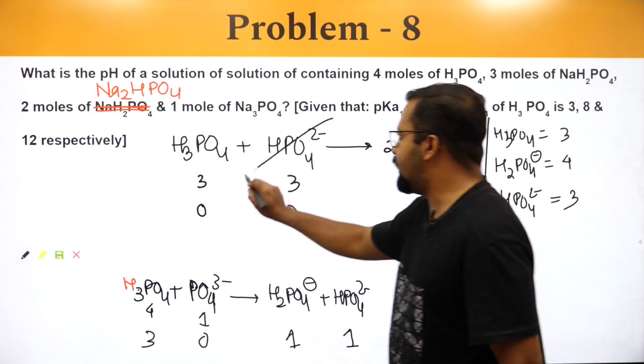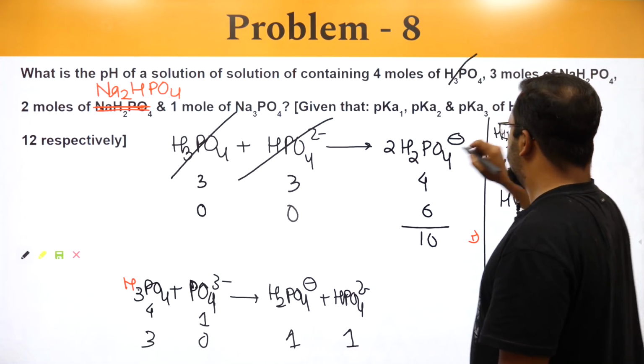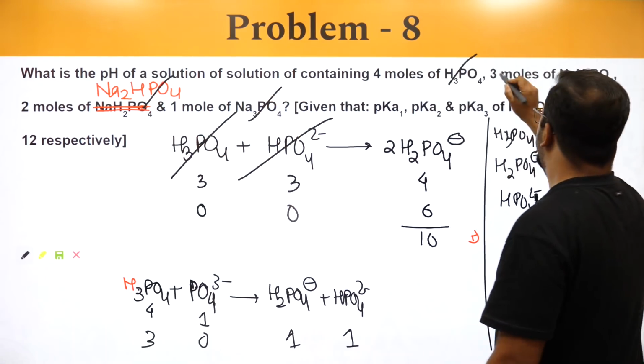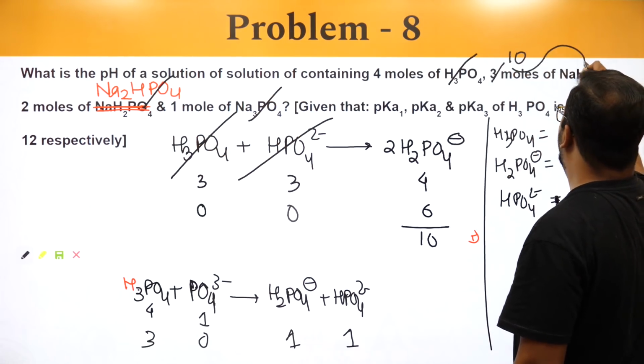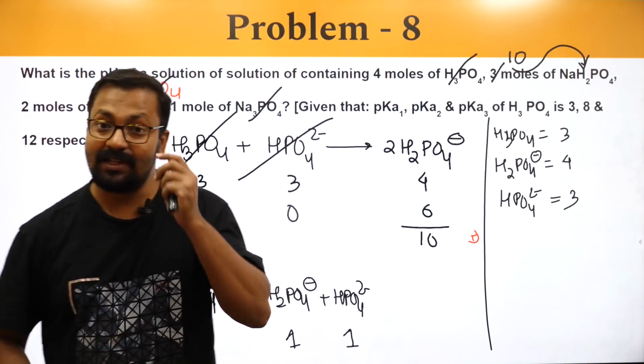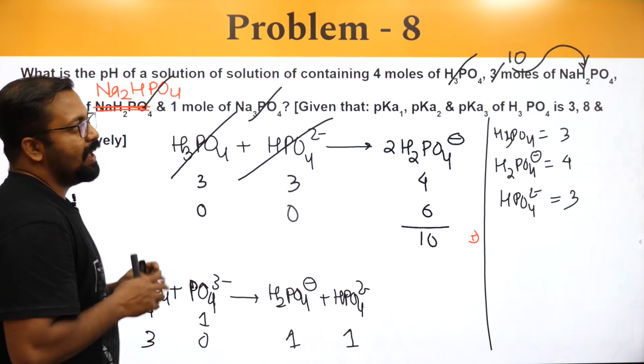This is completely consumed, this is consumed, so this is gone, this is gone. What is left out is 10 moles of NaH2PO4. NaH2PO4. If that is present in the solution, how should we calculate the pH of such a solution?